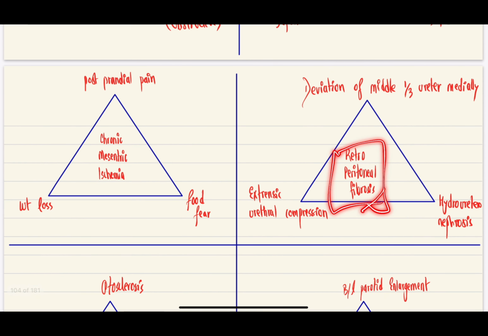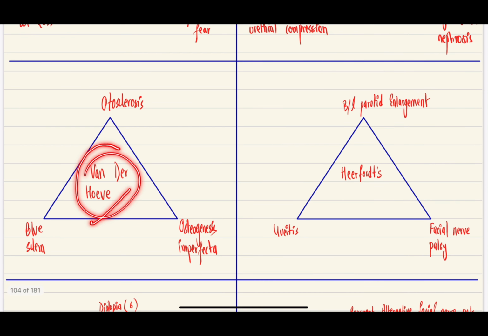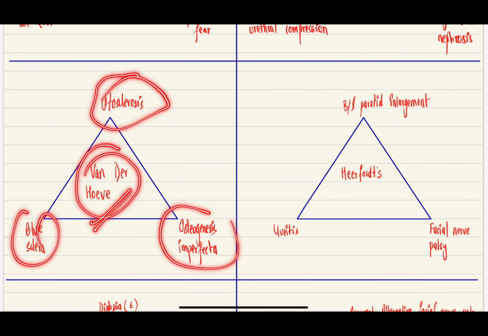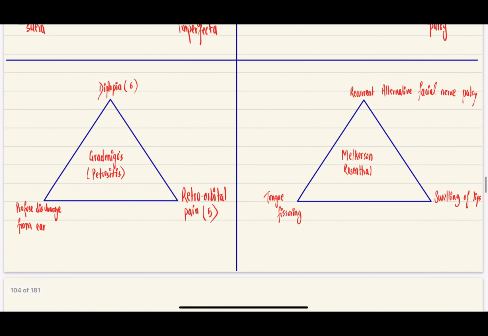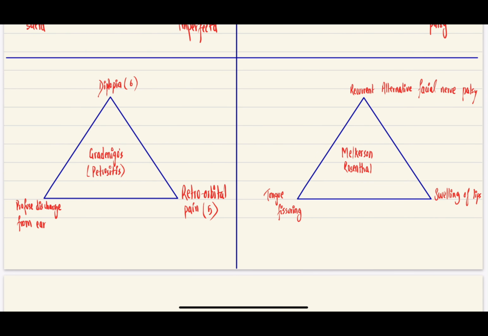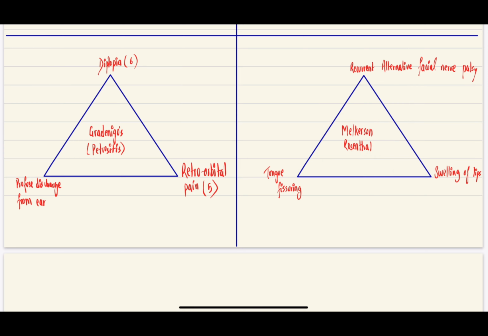We have retroperitoneal fibrosis, which consists of deviation of the middle third of the ureter medially, extrinsic ureteric compression, and hydroureteronephrosis. We have Van der Hoeve's triad, which consists of otosclerosis, blue sclera, and osteogenesis imperfecta. We have Heerfordt's triad for sarcoidosis: bilateral parotid enlargement, uveitis, and facial nerve palsy. We have Gradenigo's triad for petrositis: diplopia, profuse discharge from the ear, and retroorbital pain. We have Melkersson-Rosenthal syndrome: tongue fissuring, swelling of the lips, and recurrent alternating facial nerve palsy.